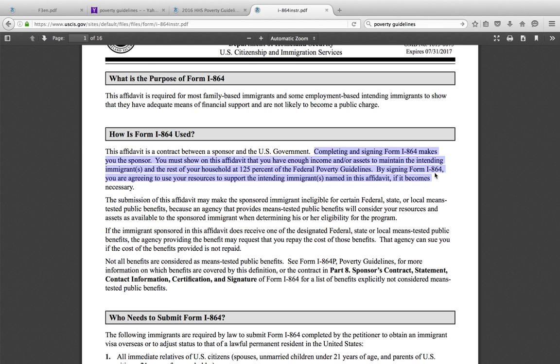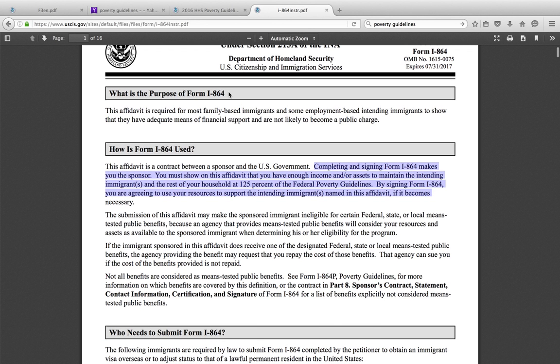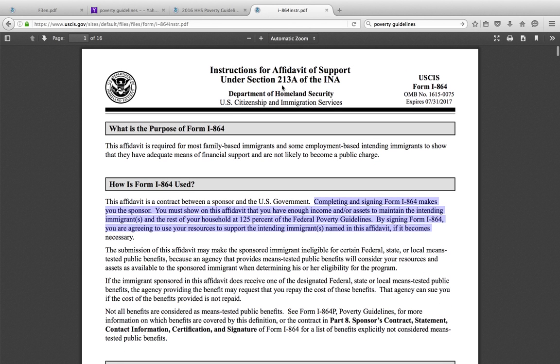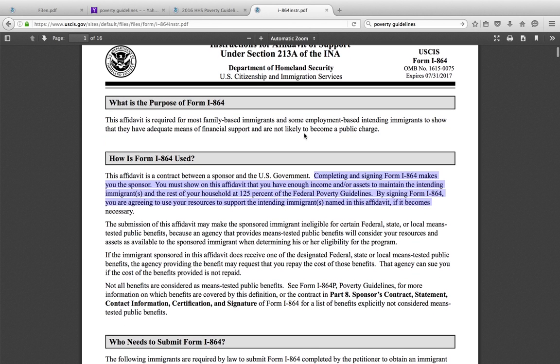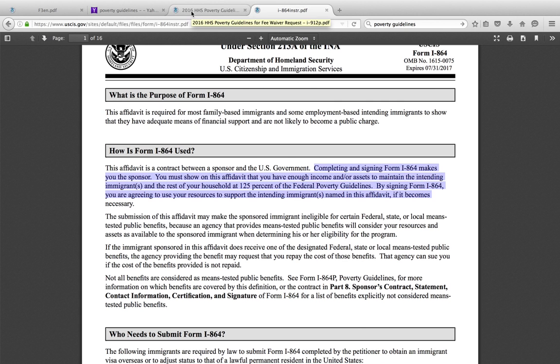If you're not making, and we are talking about a yearly income, if you're not making that kind of money, then you might want to go for a joint sponsor. So the form the joint sponsor will have to file is the same 864 form, and they have to put themselves as joint sponsor.